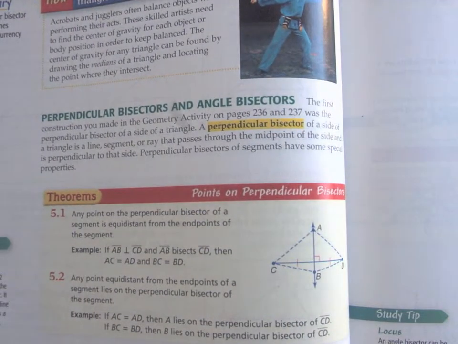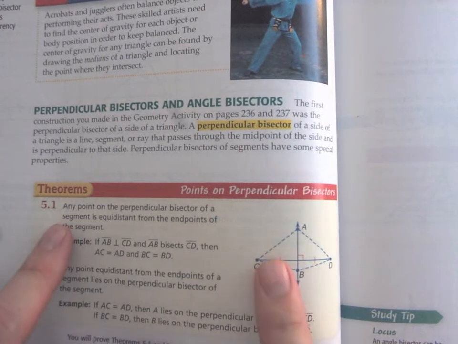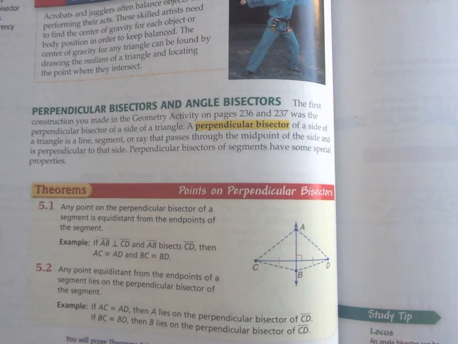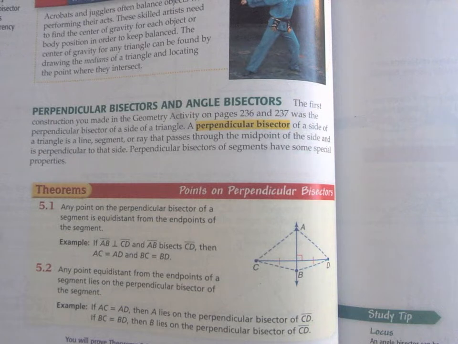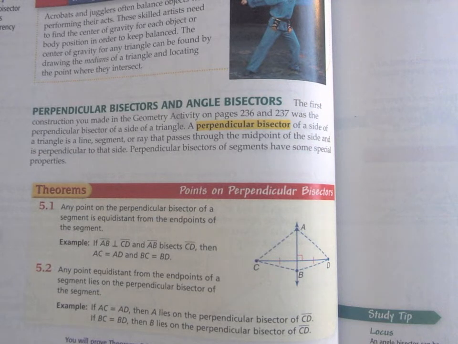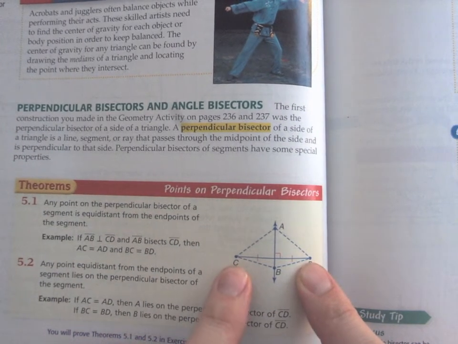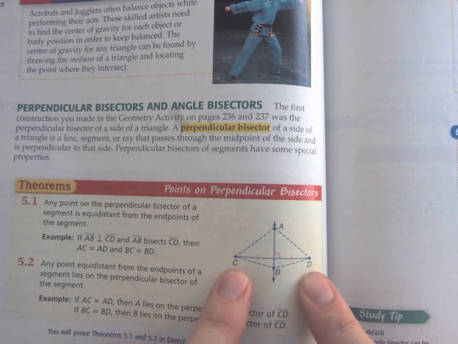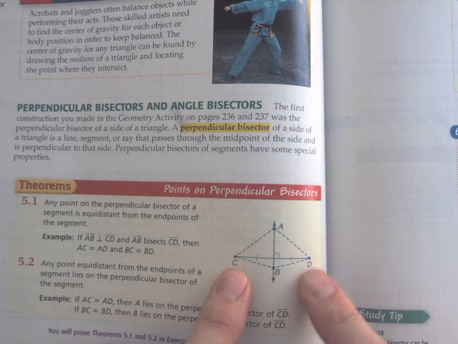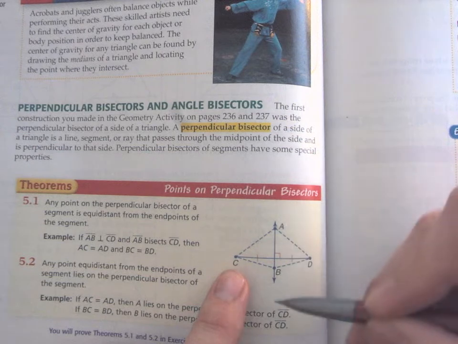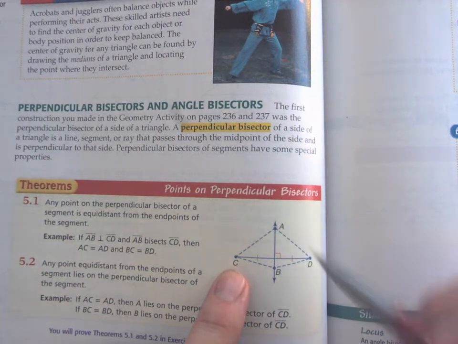Okay. So theorem 5.1 says any point on the perpendicular bisector of a segment is equidistant from the endpoints of the segment. All right, well that's a little wordy, so we're going to have to break that down. Okay, first of all, what do we have? We have a segment, CD. See that guy? Okay. Now for that segment, there is a perpendicular bisector. That's this guy, AB. Okay?